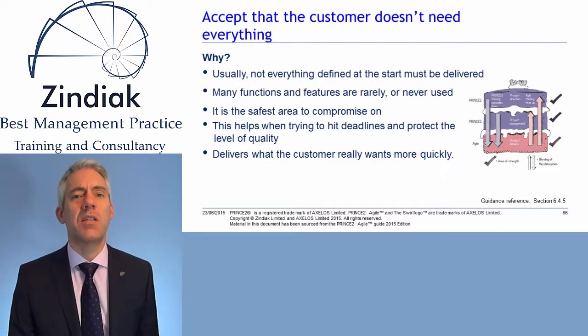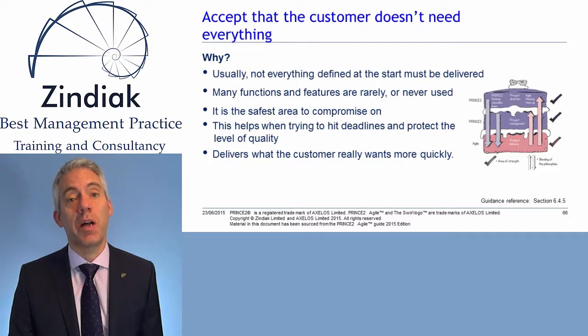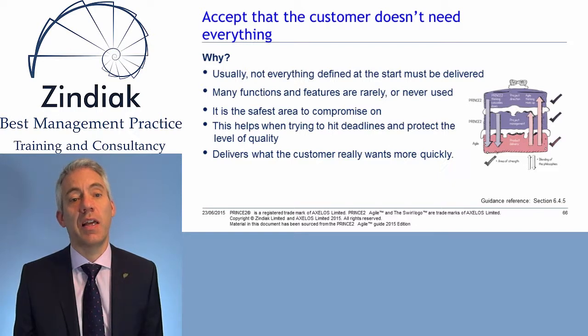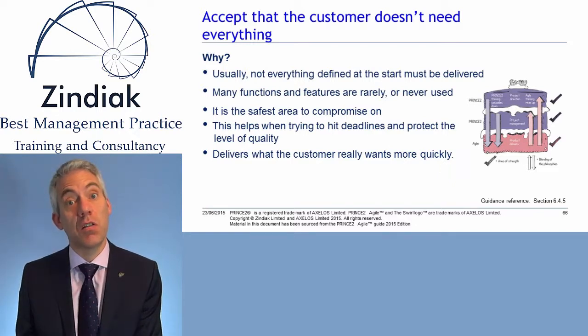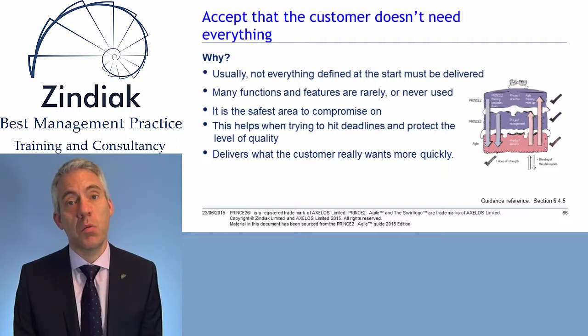The third point is the safest area to compromise on. Well, certainly, if we're delivering to time and cost, we're managing the risks, we're delivering the benefits, and our product has the required quality, then yes, scope can be varied, and certainly the focus is on the benefits. So if we're delivering all the benefits with a reduced scope, then why would that not be safe?